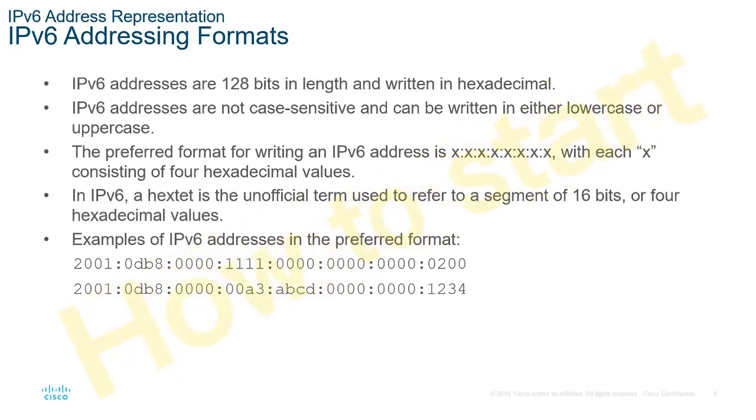So for example, we have 8 strings of numbers, with each string being separated by colons. So 2001 is the first hextet, 0DB8 is the second hextet, and so forth. So you'll notice we have a large string of zeros also. So that makes writing these addresses a little harder. So there are rules that we can look at when talking about our addresses and how they are displayed.